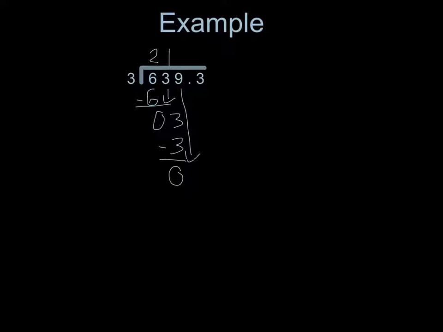Bring down the 9. How many times does 3 go into 9? And that's 3 times. 3 times 3 equals 9. Subtract that. And then we have to bring down the 3. So, how many times does 3 go into 3? And that's once. Now, why don't you try the question I gave you at the beginning?